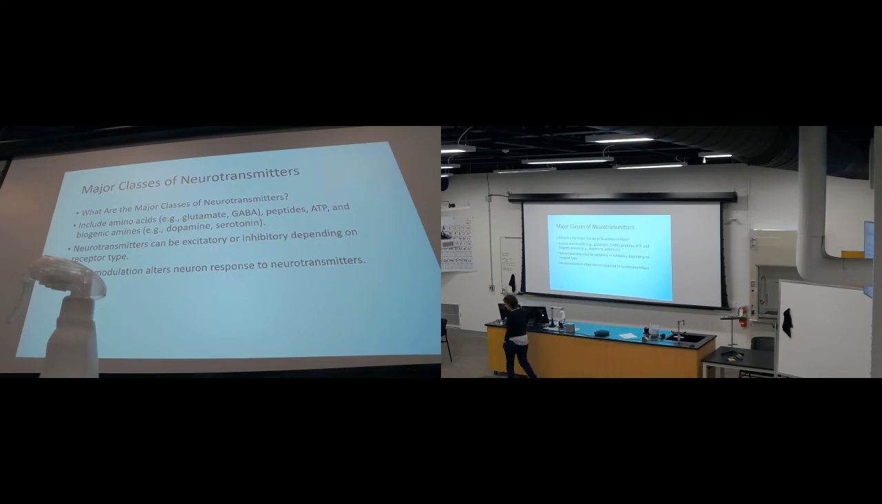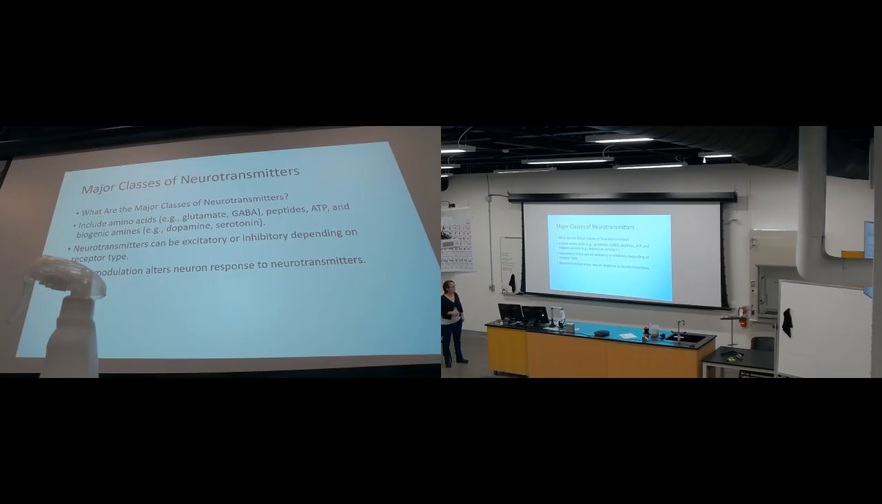And some neurotransmitters can act on more than one receptor, and that will dictate what response you will have. So it can be excitatory or inhibitory. So we will see an example of this later on.